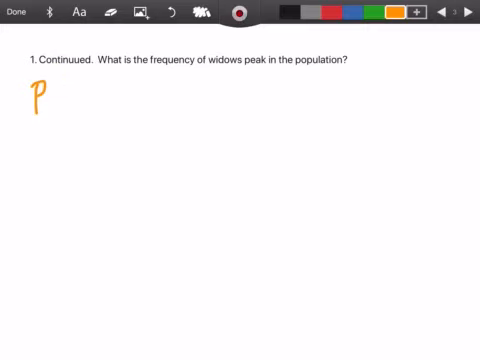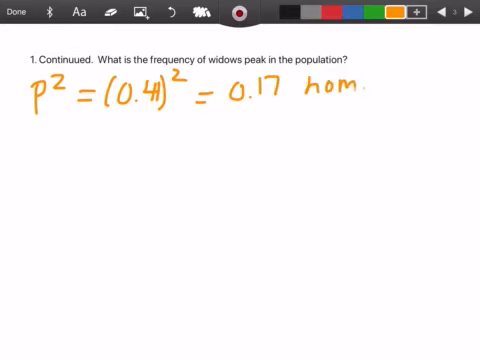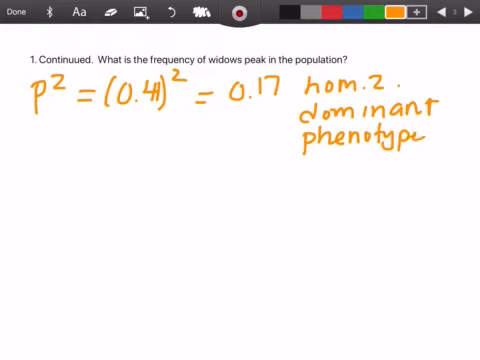So we need to calculate p squared, which is going to be equal to 0.41 squared. So the frequency of homozygous dominant individuals in our population is 0.17. I'm going to freehand homozygous dominant phenotype and genotype.